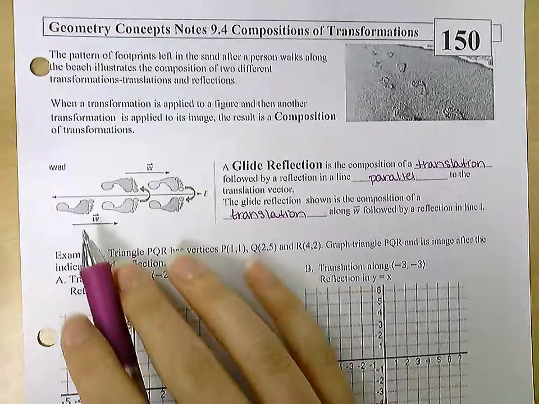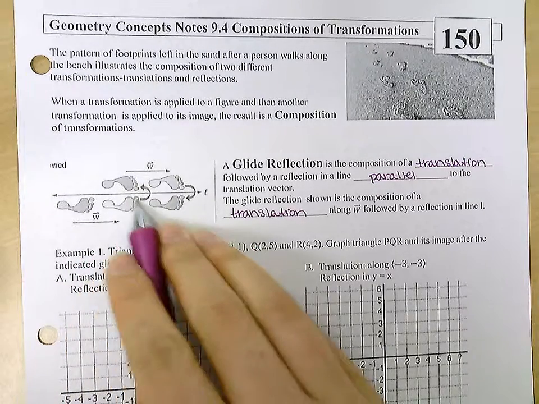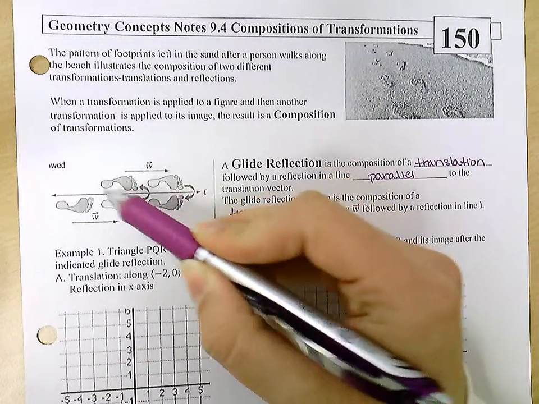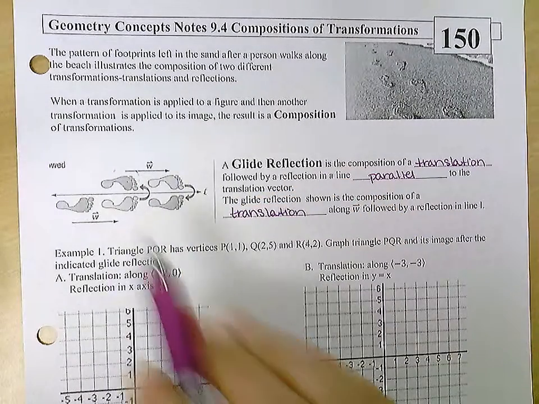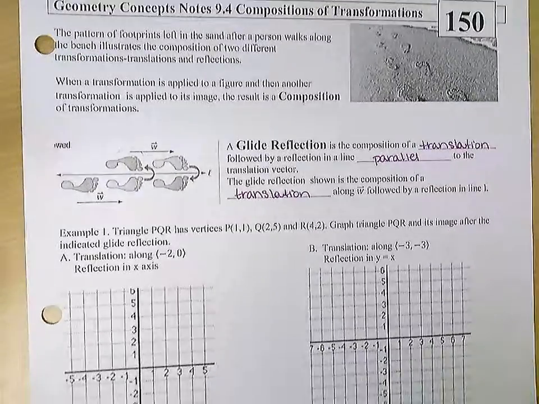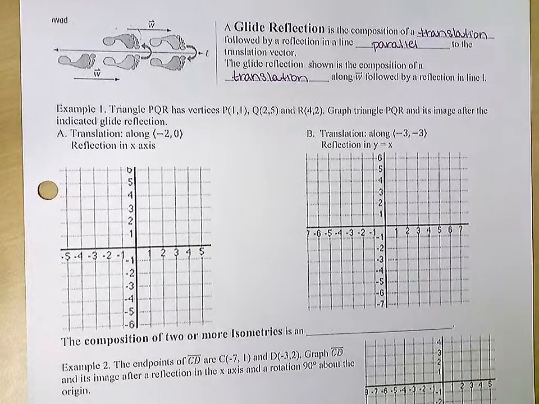So starting off with this footprint here, we would translate it along vector W to get this one, and then reflect that over to get our final image there. Okay, so it does switch back and forth there. So it glides forward and then flips over with that reflection. So we are going to do some examples of these glide reflections below.